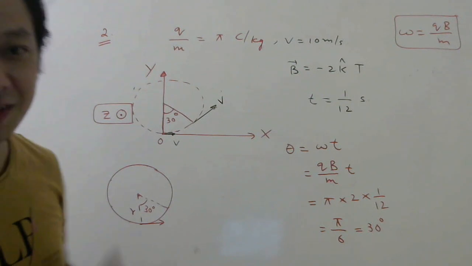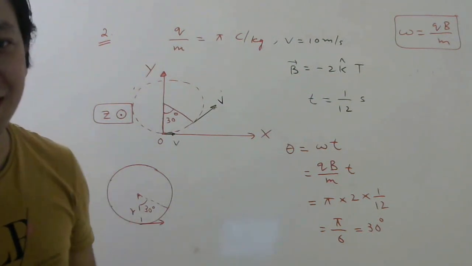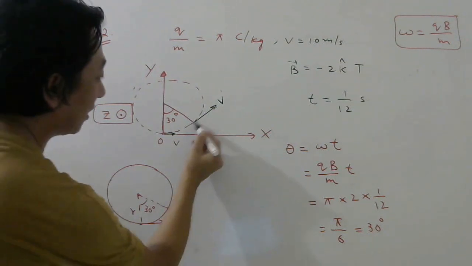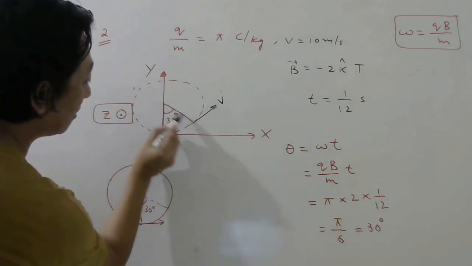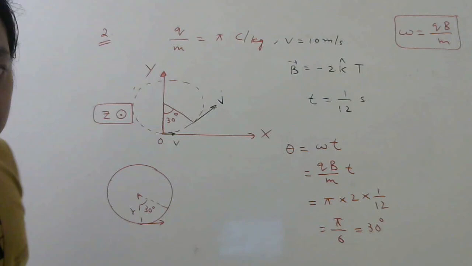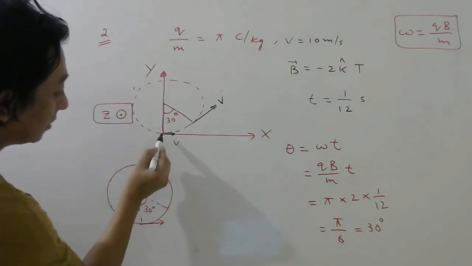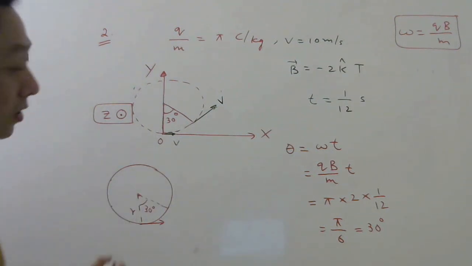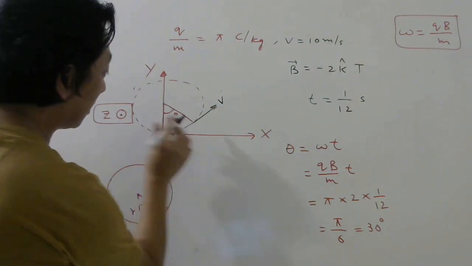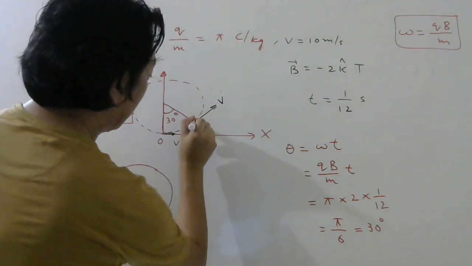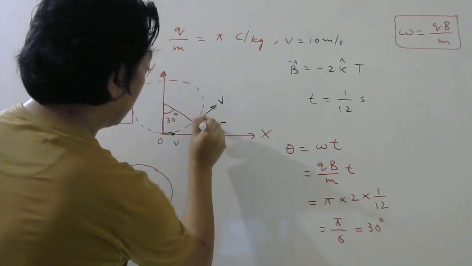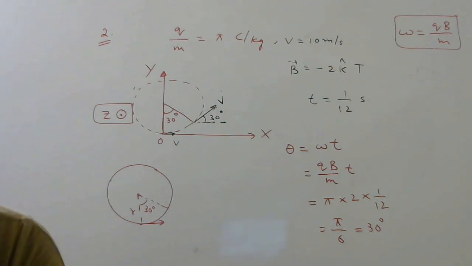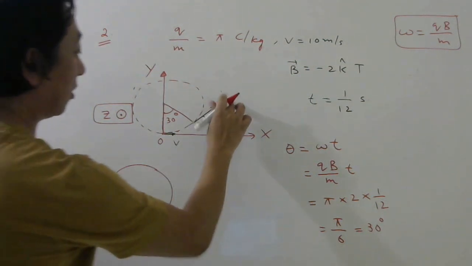The speed will be v only, but the direction will always be along the tangent of the path. That is how we find the velocity of any moving particle: find the path, draw the tangent at a point. So this is the tangent. Now you see, this is the radius, this is the tangent, and they are perpendicular. This is the radius, this is the tangent, because this is velocity, so they are also perpendicular. So it is very clear that if this is 30 degrees, this angle will also be 30 degrees. Correct or not?